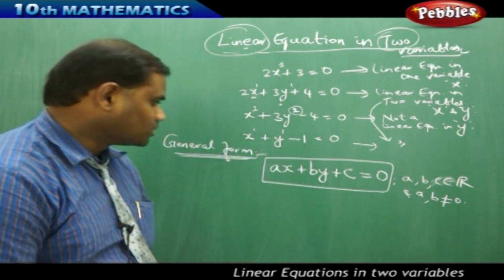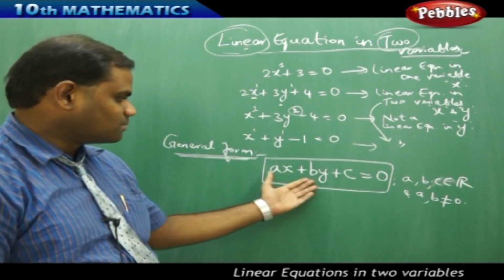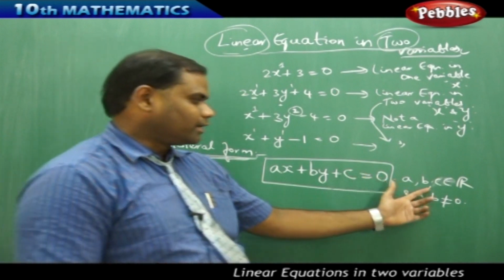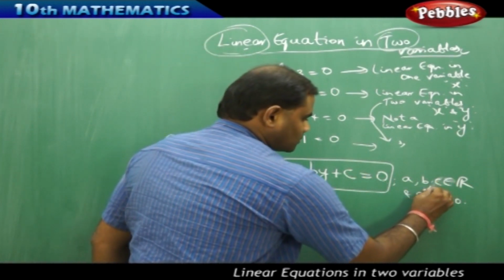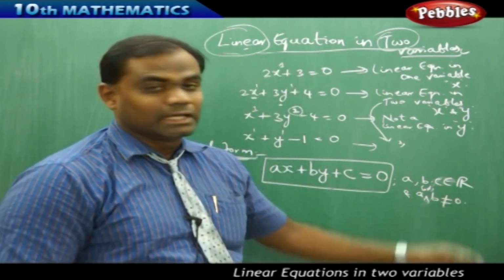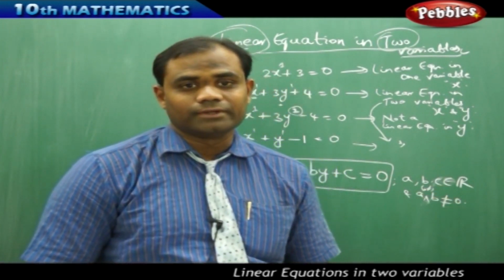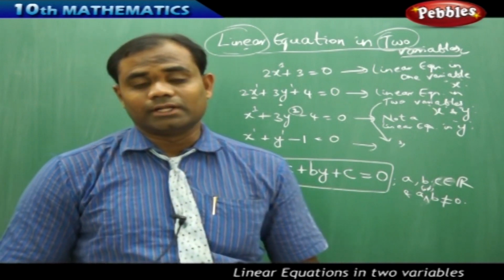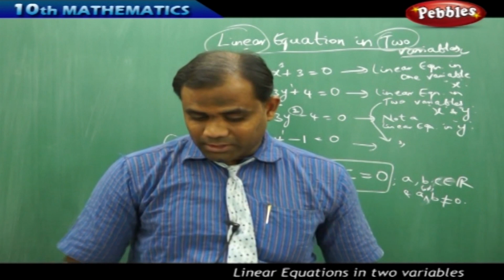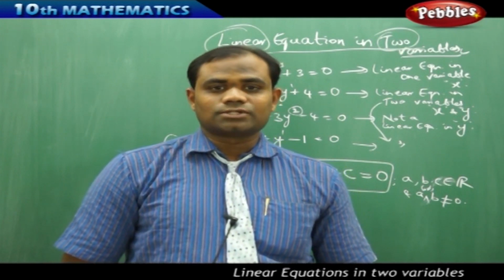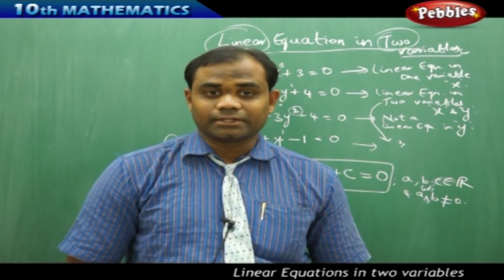So the linear equation in two variables is ax plus by plus c equal to 0, where a, b, c are real numbers and a or b is not equal to 0. Either a or b is non-zero, is how we define the general form of a linear equation in two variables x and y. Now next the question comes on how many solutions does a linear equation have.